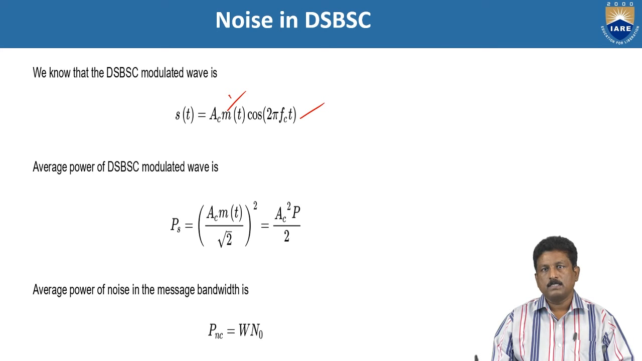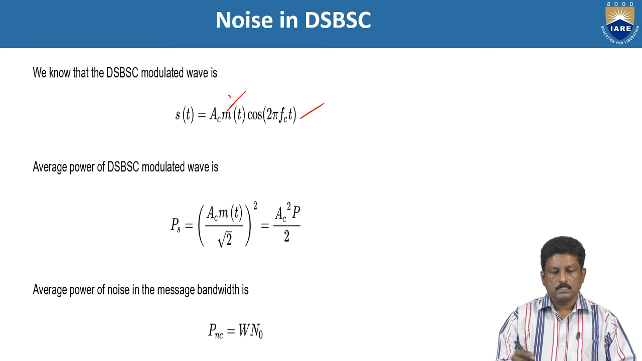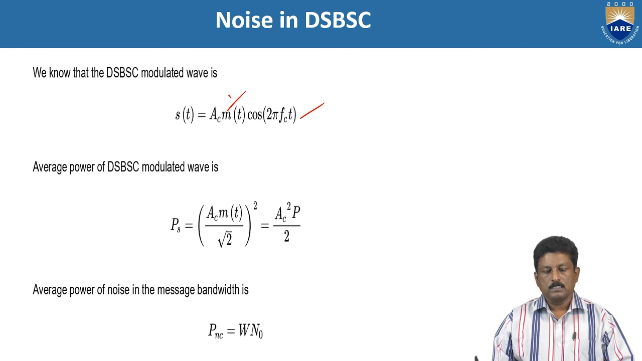The average power of the DSBSC modulated wave is given by Ps = (Ac m(t)/√2)², so we get the overall power as Ac² P/2. The average power of the noise in the message bandwidth is Pnc = W N0.